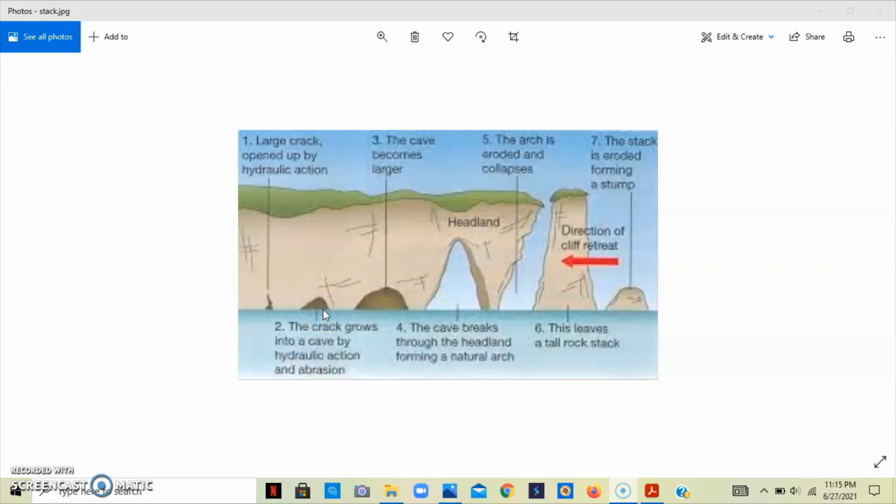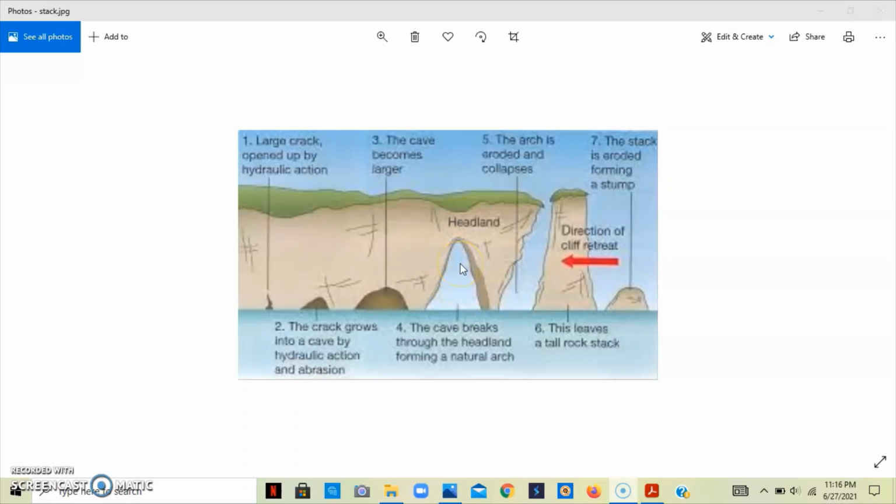So as the waves continue to grind at the cracks, it begins to open up to form a cave. So this is the cave here. Now the cave becomes large enough and eventually breaks through the headland. So this is the cave. This was the cave, and it actually broke through the headland to form what we call a natural arch.